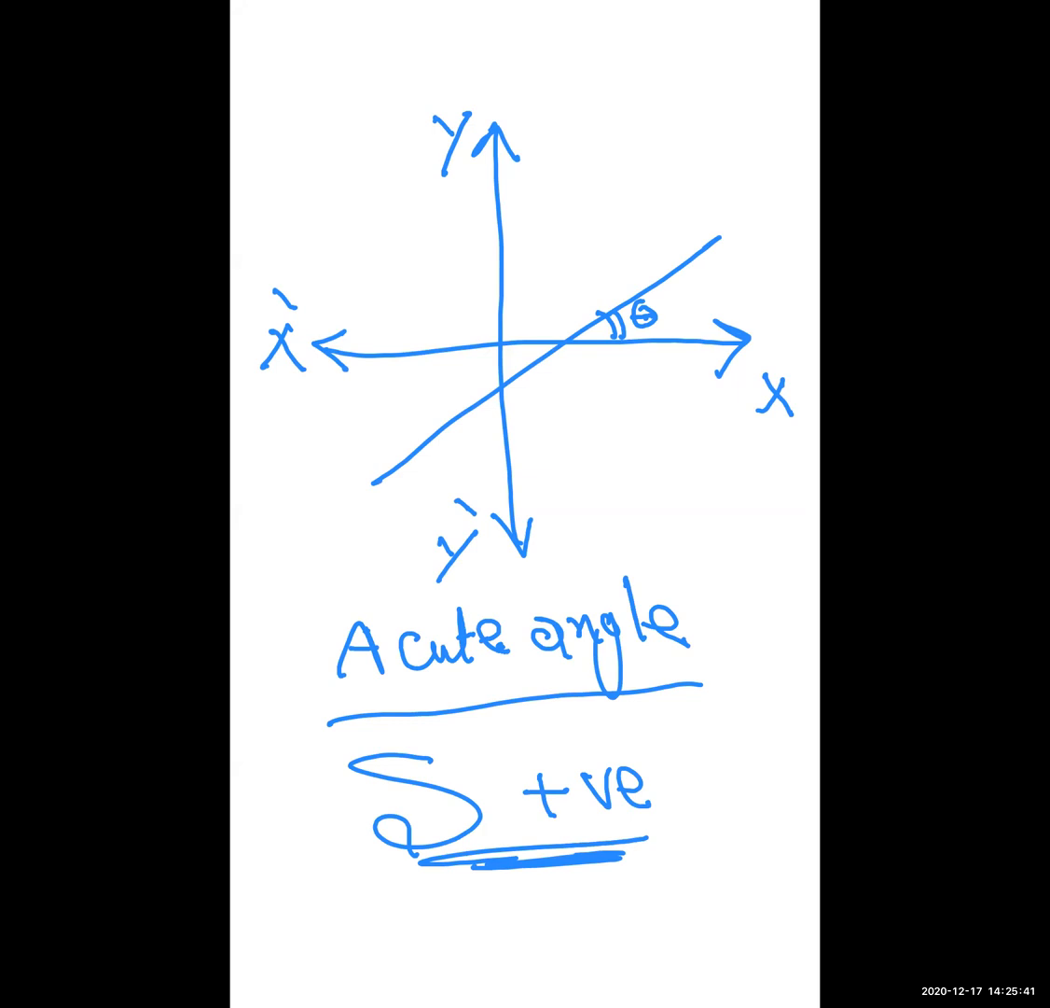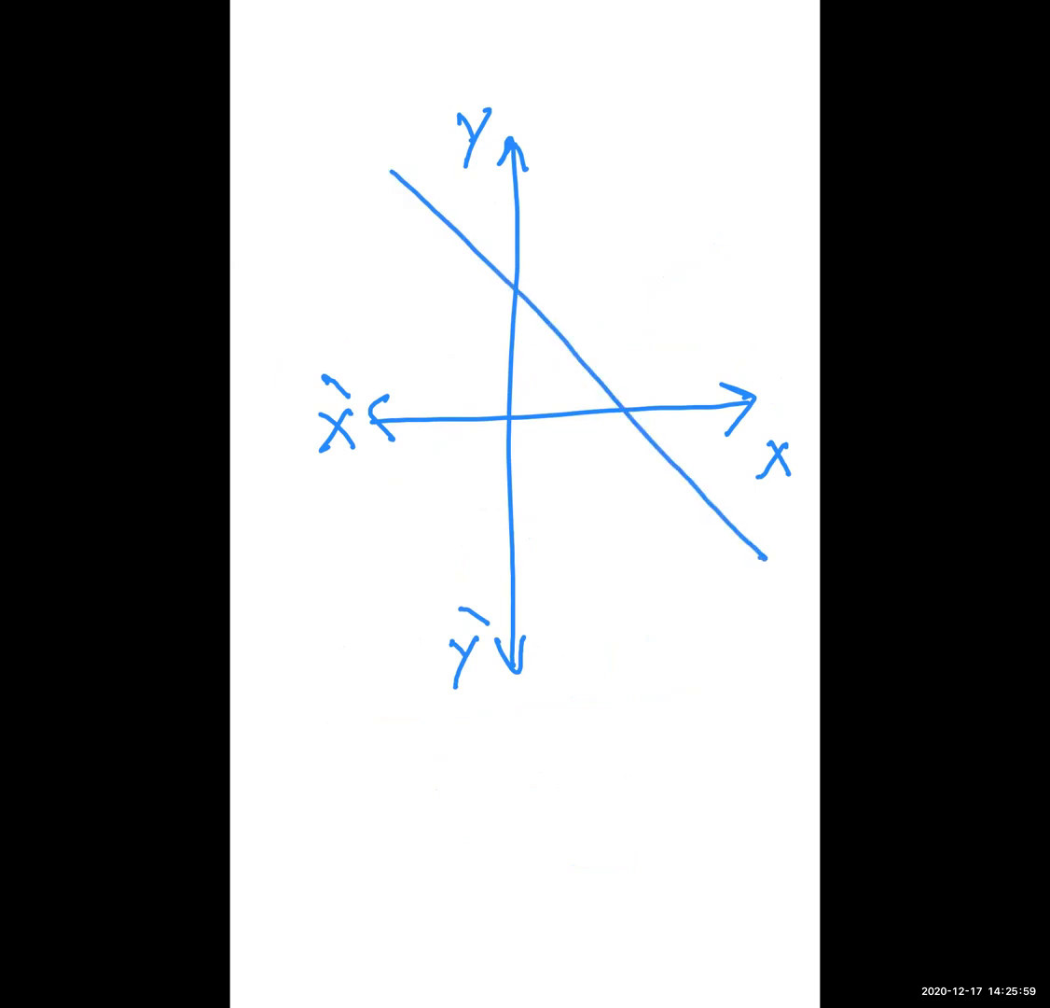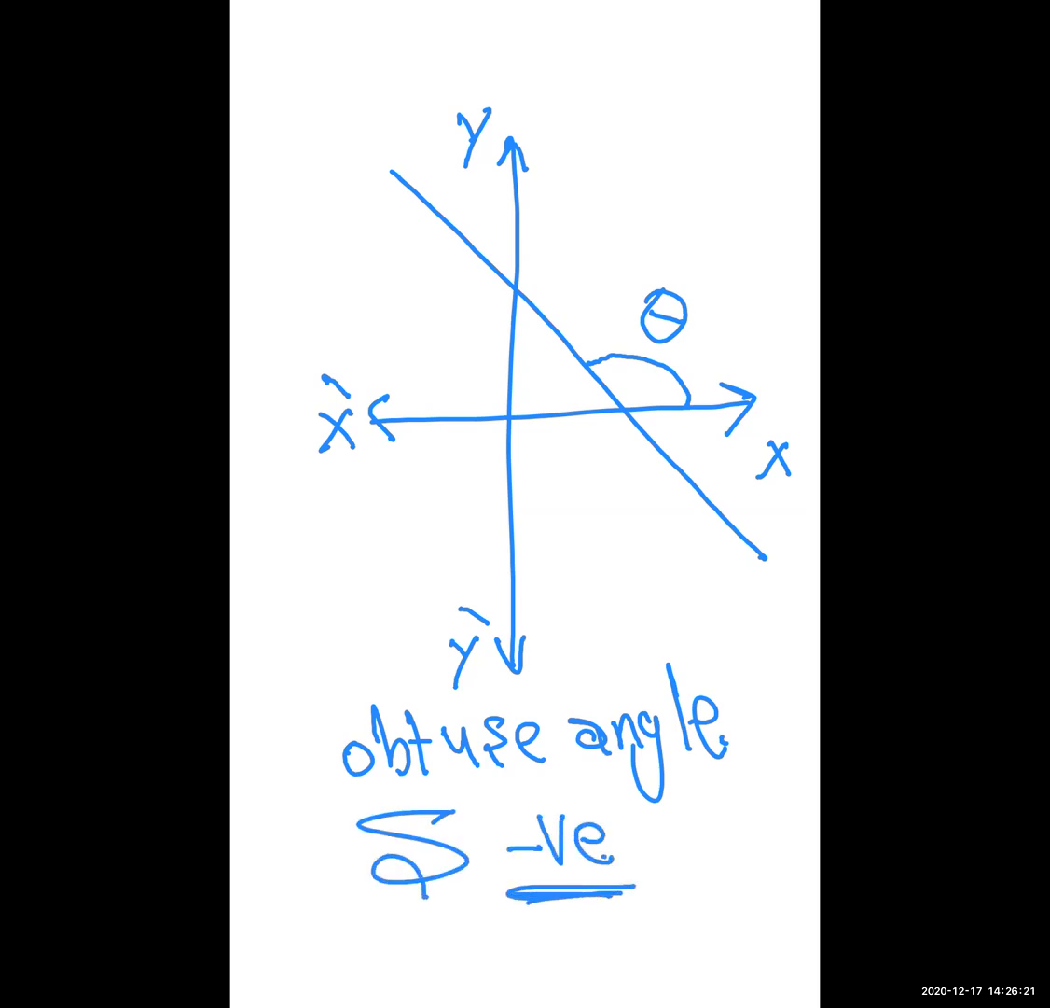The second case: x and y and x dash and y dash, and the straight line is like this. So, guys, this will be theta, of course. Now this angle is an obtuse angle. So this means the slope will be negative. Are we clear till now? Yes, we are. Okay, great.